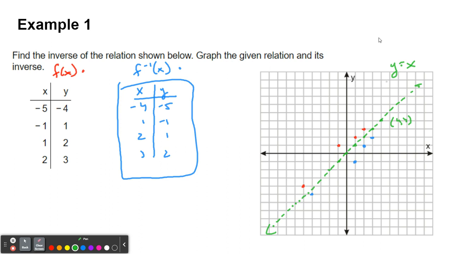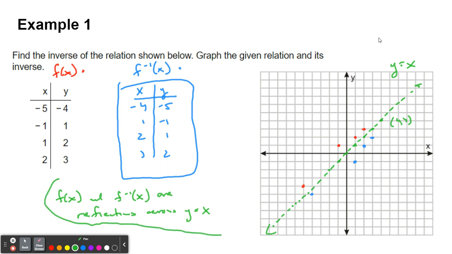When you are graphing a function and its inverse, they are reflections of each other across the line y equals x. So that is an important concept to understand. So f of x and f inverse of x are reflections across the line y equals x. So visually, if you see two functions being graphed, if you can draw that line in between them, y equals x, and it looks like they're flipped versions of each other, then you know that they are inverses.